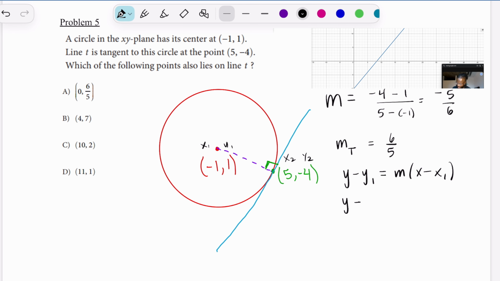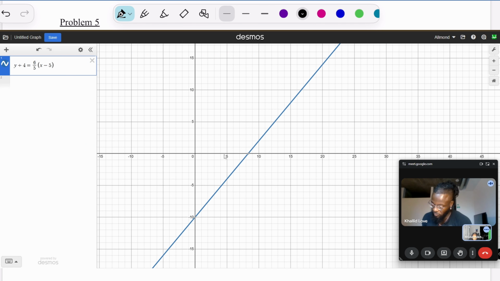Oh yeah, true. So there's my tangent line, and then I'm just going to look at the answer choices and see which point lies on the line. (4, 7), no. (0, 6/5), no. (10, 2), yes, I see it. (10, 2) is on the line. (11, 1) is not on the line, so I'll go with C.